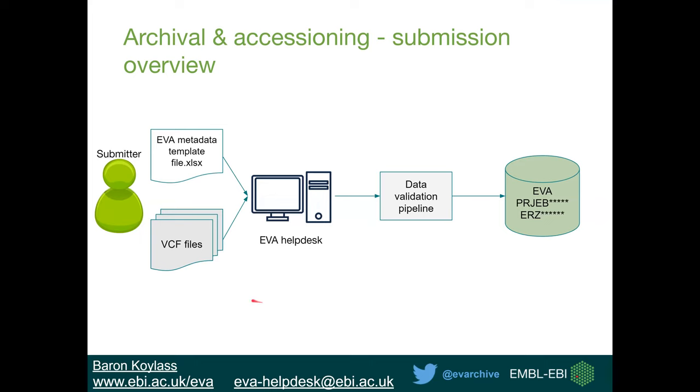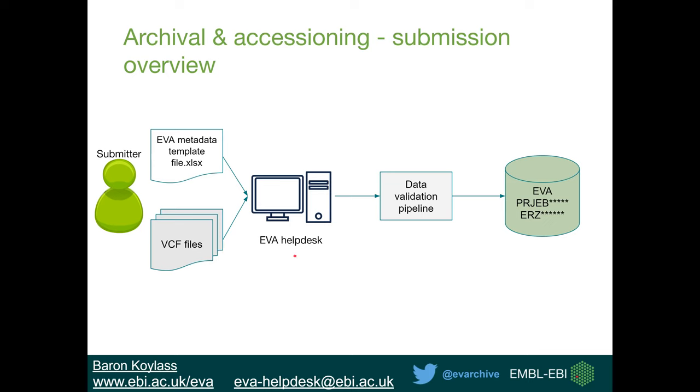So this is a brief overview of the submission process that we currently have. It starts at the submitter's level, whether it be a consortium or an institute working on variation data. There are two files they need to provide to us in order for us to archive data. One is an EVA metadata template file, and this describes the associated metadata, the software used, the analysis. And we also have the VCF files, the variant call format files, which we'll take a deeper look at, and we'll actually see an example of.